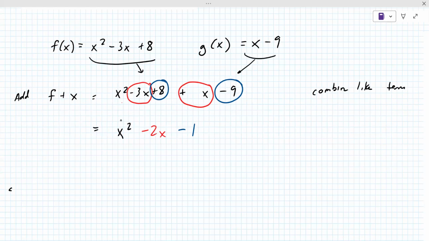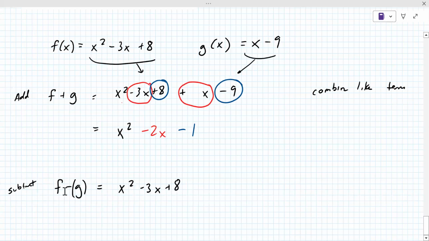The second thing they will almost always have you do, and this is your test question, they rarely have you add them on a test, is subtract. So it's f minus g. But what they should really show you is that g is in parentheses. So you start with x squared minus 3x plus 8. That's f. You just bring f down. Minus, in parentheses, x minus 9. You're subtracting the whole thing, not just x. You're subtracting everything.